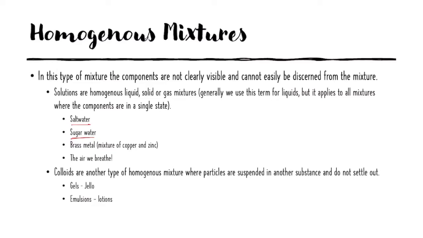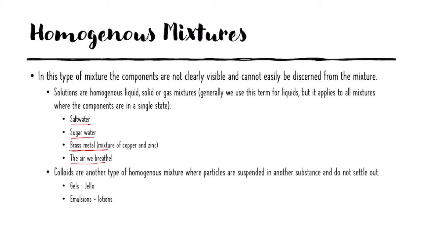And then brass metal would be an example of a solid solution. And when we mix metals, we also use the term alloy. But brass is a solution of copper and zinc mixed together. And then the air that we breathe can be considered a solution. There's lots of different gases in the air we breathe. We've got nitrogen, oxygen, carbon dioxide and argon, along with all the other stuff that gets put into our air. So that could be considered a solution, and it's homogeneous because we can't see all the different gases in there.